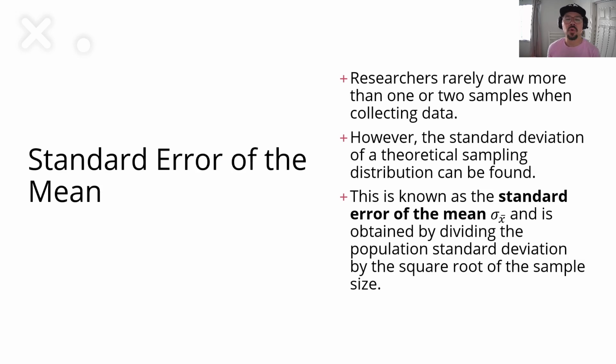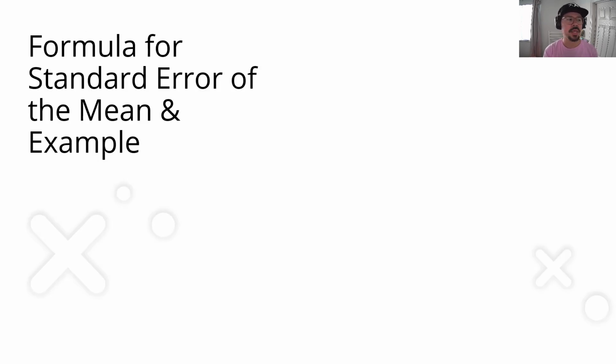And so, in order to calculate the standard error of the mean, we are going to divide the population standard deviation by the square root of the sample size. So that's the formula in text form. Of course, I want to make sure I give it to you in its notation form as well.